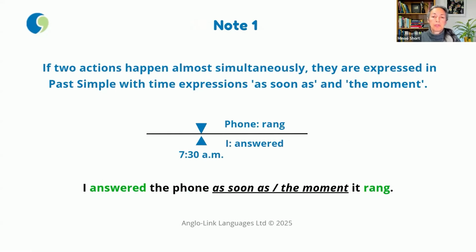But a few important notes here. The first one is, if two actions happen almost simultaneously in the past, they are expressed in past simple with time expressions like as soon as and the moment. For example, let's say the phone rings and you answer it immediately, almost simultaneously. Then we use two past simple tenses. For example, I answered the phone as soon as, or the moment it rang. That was the first note.